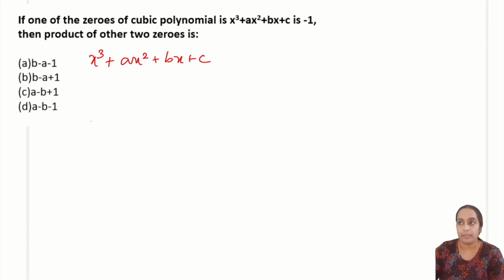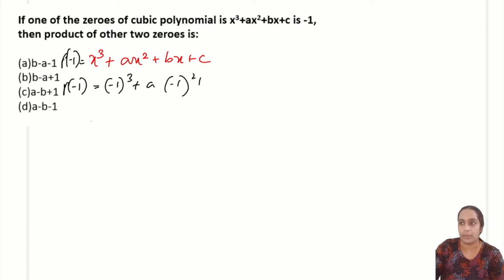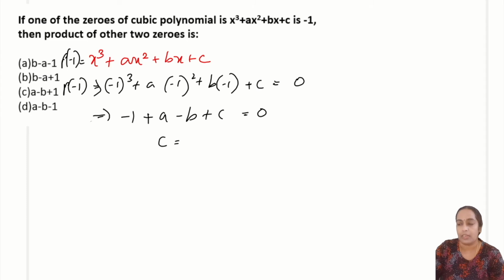So now one zero is -1. So when we substitute the value of x to be -1 in this given polynomial, the polynomial becomes 0. So p of -1 will be equal to (-1) cubed plus a multiplied with (-1) squared, plus b multiplied with -1, plus c, equals the value of the polynomial when the zero value is substituted. Zero is -1. This is equal to 0. So we have here -1 plus a minus b plus c equals 0. c is going to be 1 minus a plus b. The value of c is 1 minus a plus b.